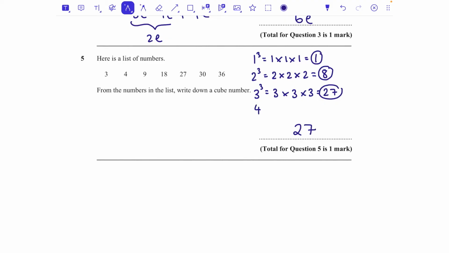Out of interest, the next one, 4 cubed, 4 times 4 is 16, and when we times that by 4, we get 64. So good to know those numbers. They are your cube numbers.